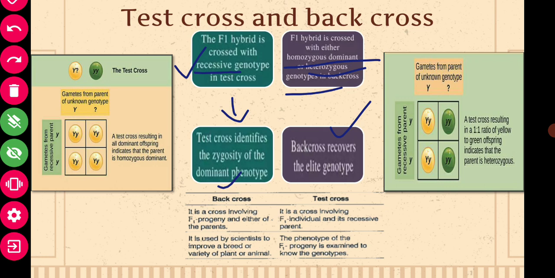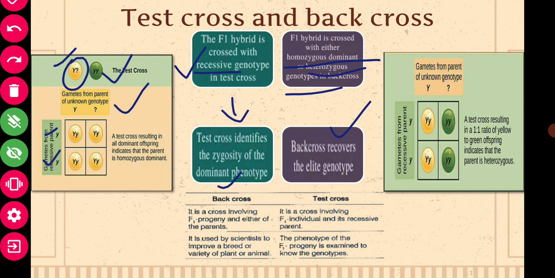Here you can see the test cross in this picture. The dominant genotype is not known. Phenotypically it is dominant, capital Y, but along with capital Y, whether the other allele is capital Y or small y is not known. So what we will do is cross it with the homozygous recessive parent. Here you can see the phenotype and gametes produced: capital Y, unknown, and on the other side recessive, small y, small y.